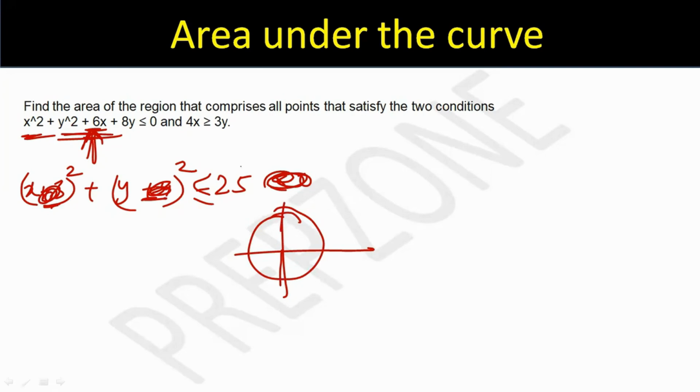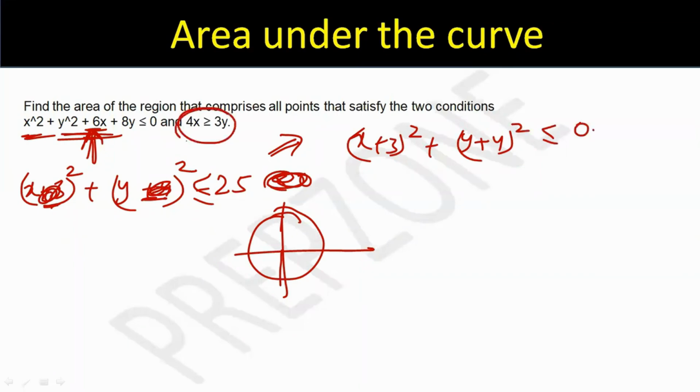okay, fair. So yeah, I think it will be difficult to visualize. This was (x plus 3) whole squared plus (y plus 4) whole squared less than or equal to 25. And then you had a line: 4x greater than or equal to 3y.